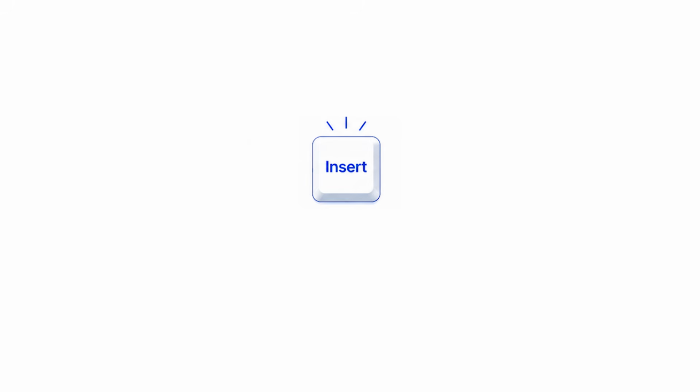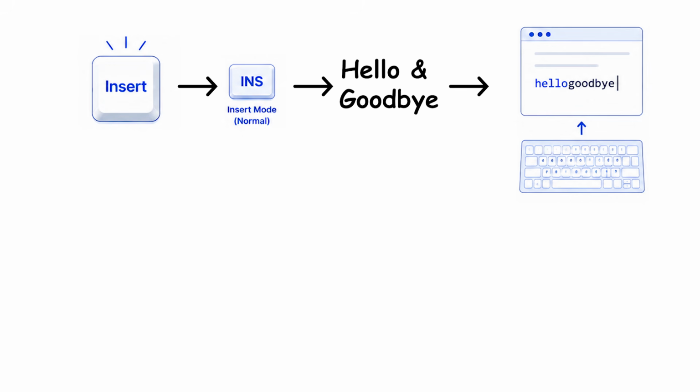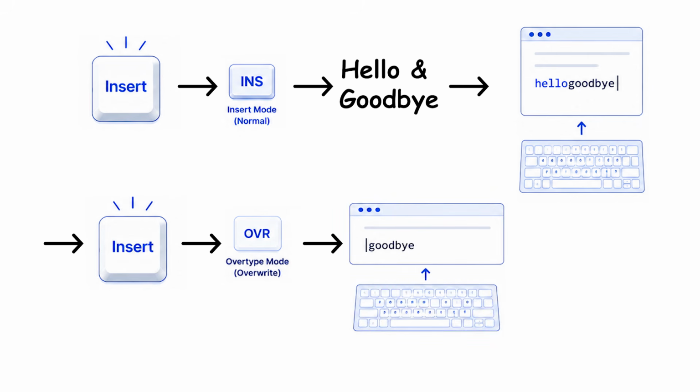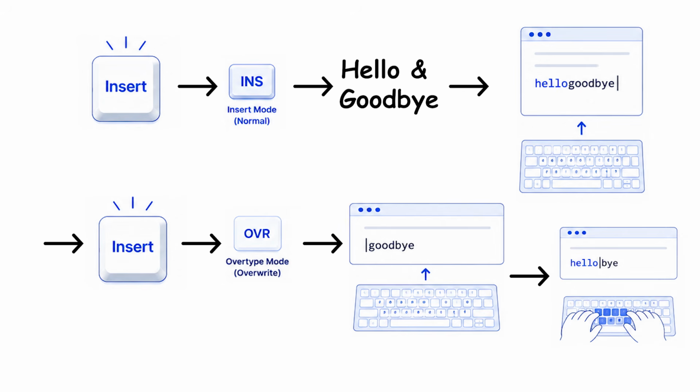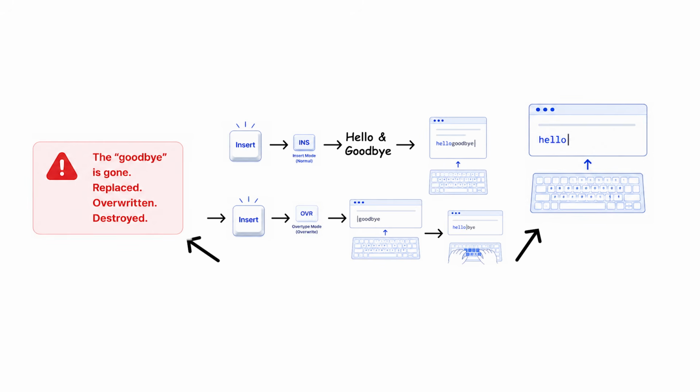Insert toggles between two typing modes. Insert mode, the normal one, pushes existing text forward when you type. You type hello and goodbye becomes hello goodbye. Everything moves forward. That's how typing is supposed to work. Then there's overtype mode, the nightmare one. In overtype mode, anything you type replaces whatever is in front of your cursor. You type hello and goodbye becomes hello. The goodbye is gone, replaced, overwritten, destroyed.